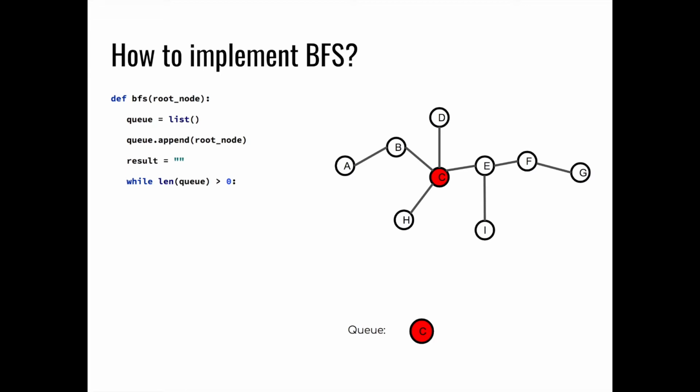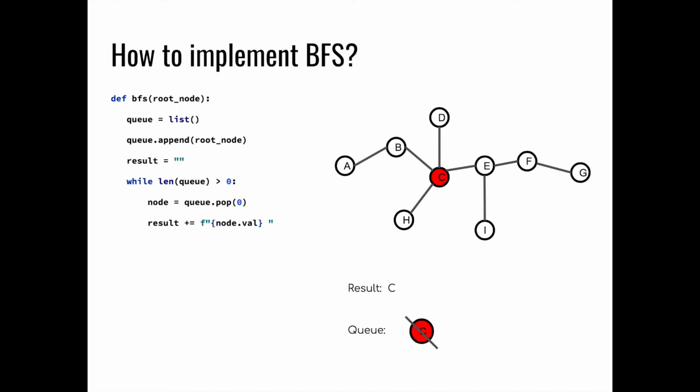What are we going to do on each stage of our algorithm? First of all, we need to pick some element from our queue. So we need to remove the first element from our list. So our list is a queue. We add new elements to the end and remove elements from the beginning of our list. And this is how our queue will work.